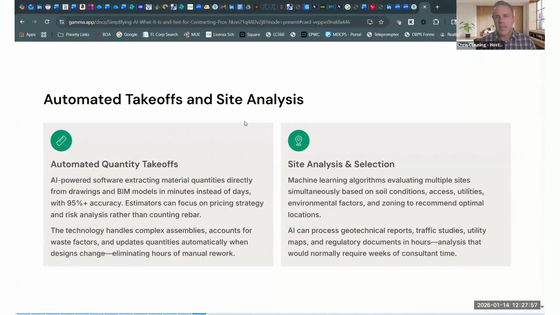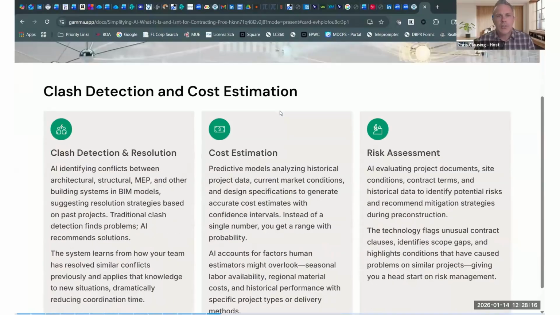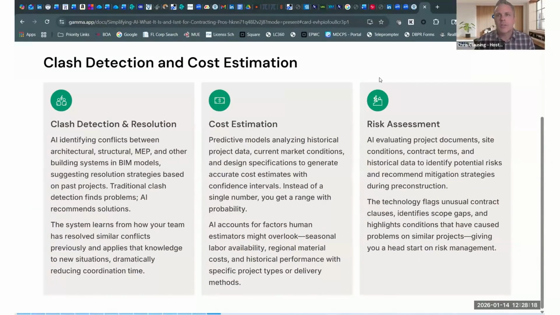And again, there are a lot of different AI tools for site analysis and selection, if you're looking for the right site to build a project, or if you need to identify any potential barriers for a roadwork project or bridge project that you're considering. Then clash detection and cost estimation. These are different things that AI can do.